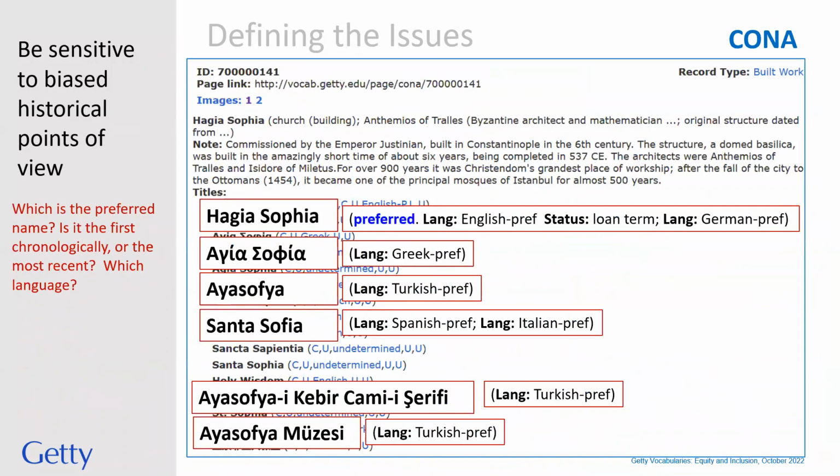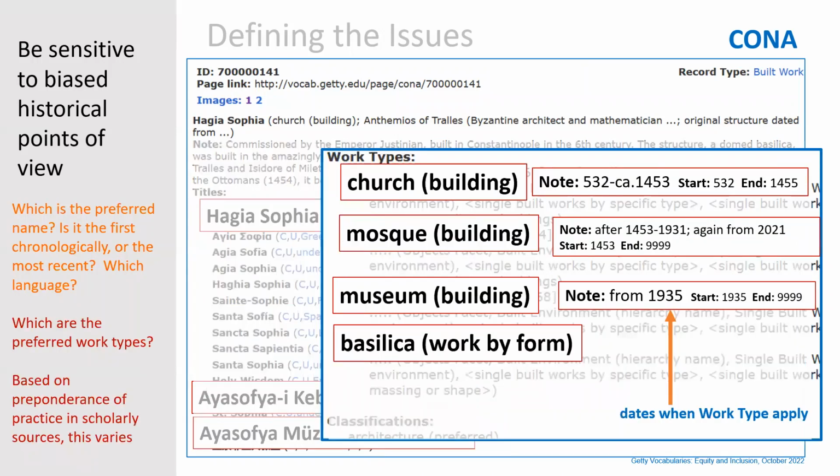In Kona here, we also want to be sensitive to historical points of view and decide which name should be flagged as preferred. Of course, you can use any one that you want. They're flagged by language and sources, etc. So do we list them chronologically with the most recent first or by language? We are using the term Hagia Sophia, which is used most often in scholarly literature, but the other information is there if you want to choose a different term.